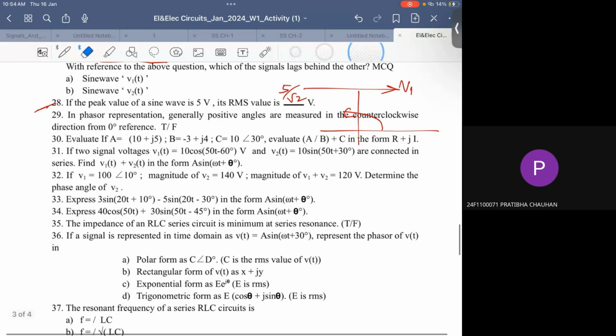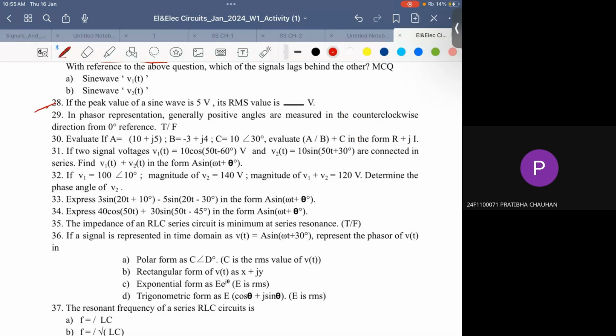What about the 30th question? Evaluate: A has been given to you, B is also been given, and then C is given. Evaluate A by B plus C in the form of... Okay, how will you do that? First of all, how will you write this C? We have to convert it into rectangular form, sir. Correct? The first one is A by B, so we have to use the angular form for A and B, and then we can use the rectangular form. That also you can do, correct.